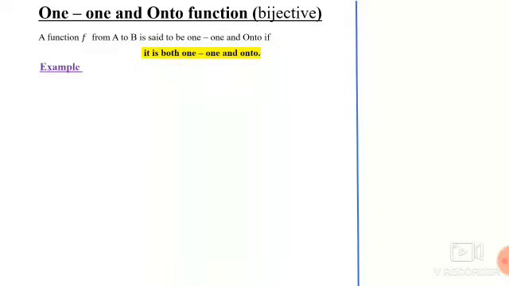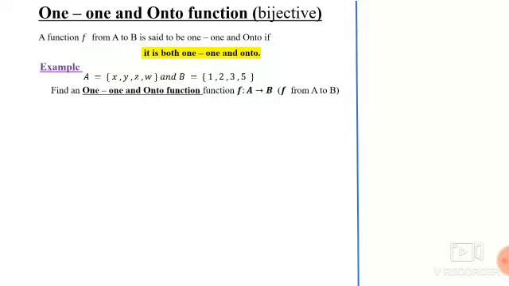Let us consider an example. Set A has x, y, z, w and set B has 1, 2, 3 and 5. We have to find a one-one and onto function from A to B. Again the steps are the same. Sets are given to us.